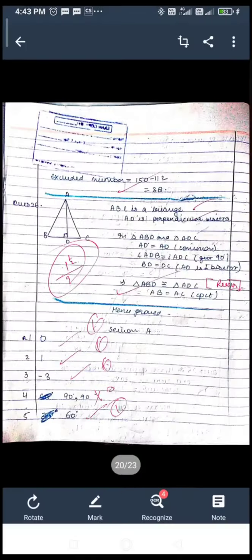Abscissa of minus 3 and 4 will be minus 3, and ordinate will be plus 4. Question number 4. Sum of two adjacent complementary angles. Sum of complementary angle is 90 degrees. So each angle will be 45 and 45.